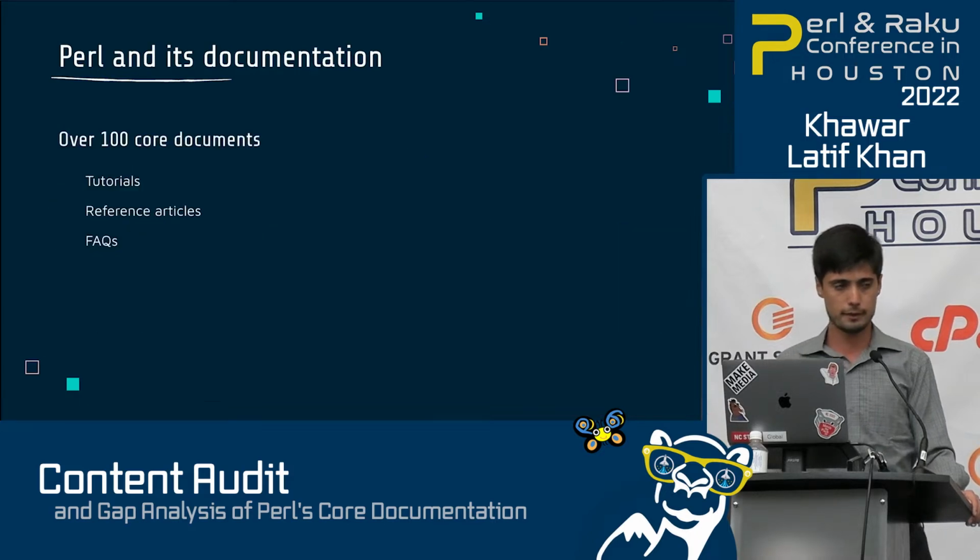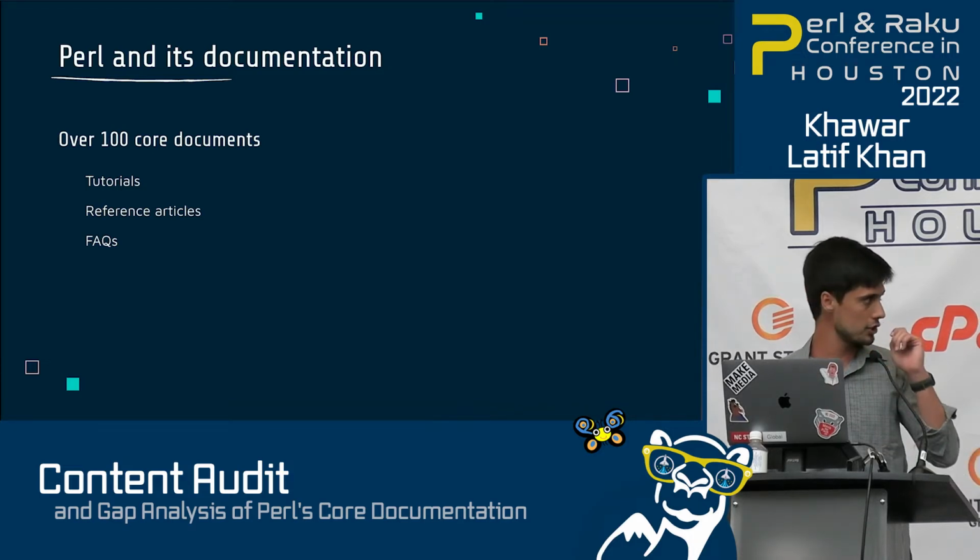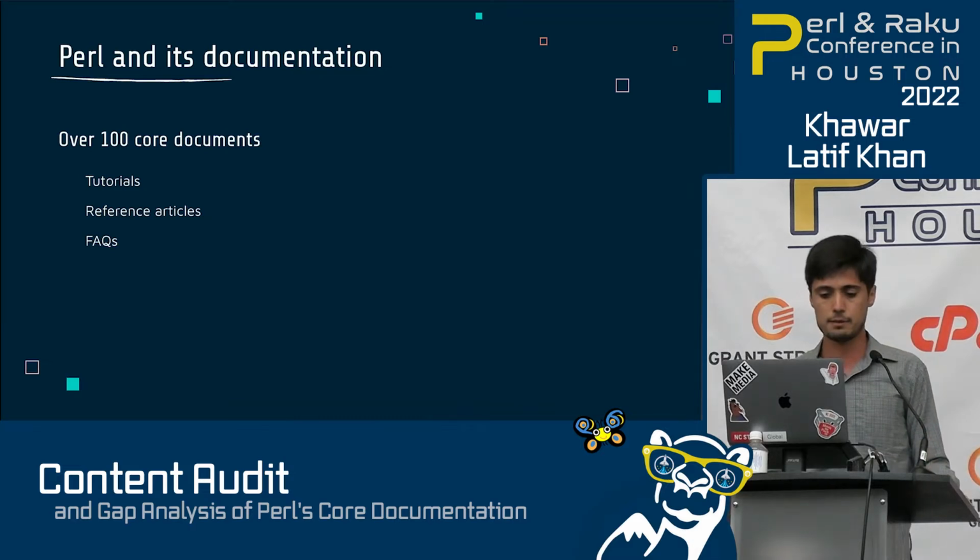So a little bit about the documentation of Perl itself, and this is coming from the experience I had when I first interacted with it. Before 15th May, or I'd say 15th April last year, I had never interacted with Perl's documentation. When I first looked at it, I came across more than 100 documents on a single web page, all sorts of things in there: tutorials and reference articles, FAQs, and other related documents. And this is what I looked at the first time.